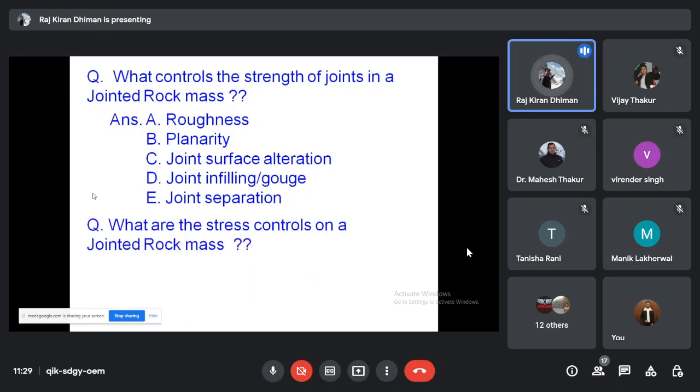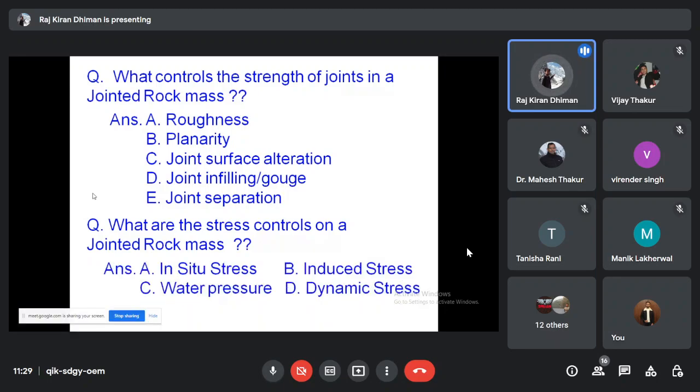The next question is what are the stress controls on a jointed rock slope? Basically, these four questions are those which we asked in the beginning: what will be the major factors affecting the rock mass? To answer this question, I have already mentioned the in situ stress, which means the local stress that is there. For example, in the Himalayas or in any mountainous orogeny, we can see there is a continuous collision going on, so there will be some kind of in situ stress. We have to consider that.